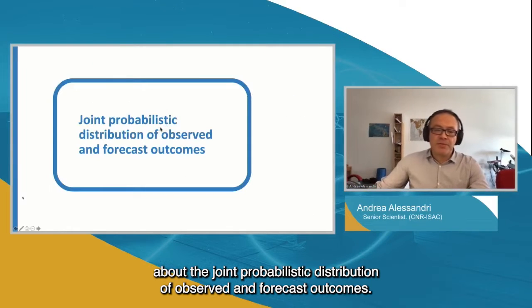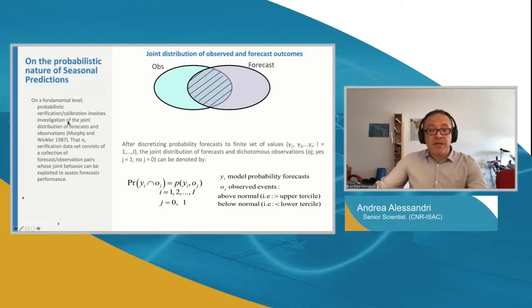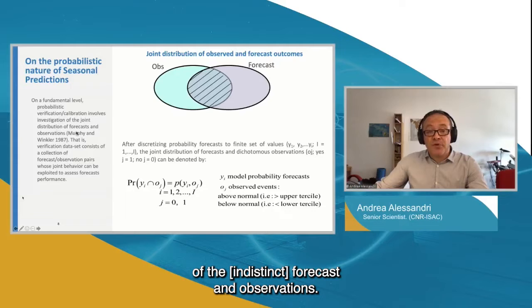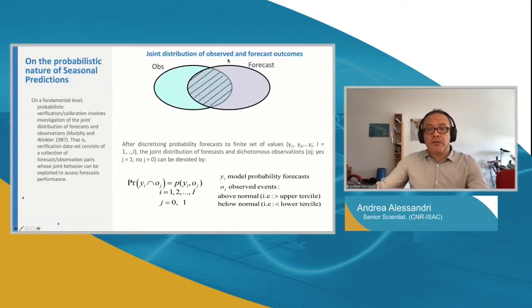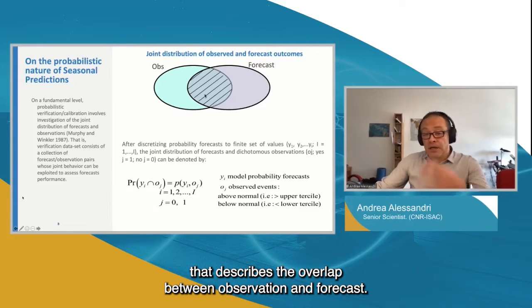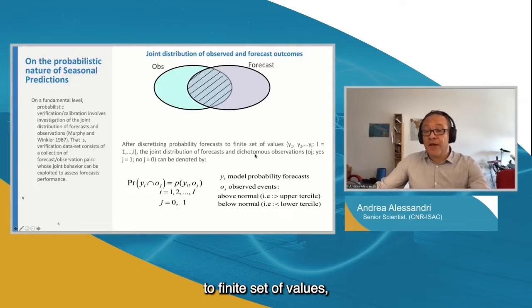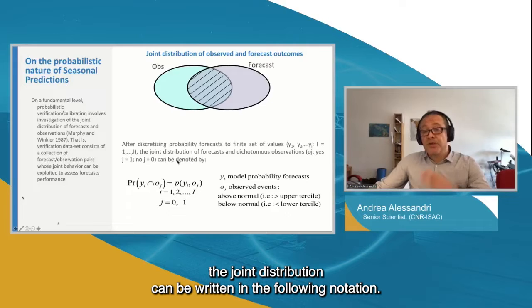Let's go to talk about the joint probabilistic distribution of observed and forecast outcomes. On a fundamental level, probabilistic verification involves investigation of the joint distribution of forecasts and observations. Okay, you can see here the joint distribution of observed and forecast outcomes that describes the overlap between observation and forecast. And after discretizing the probability forecast to a finite set of values, the joint distribution can be written in the following notation.